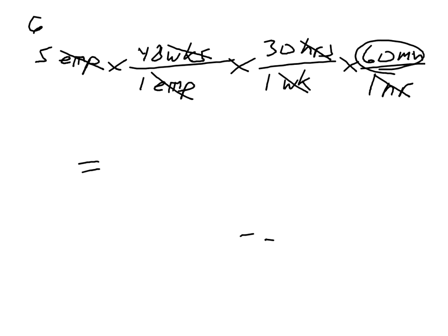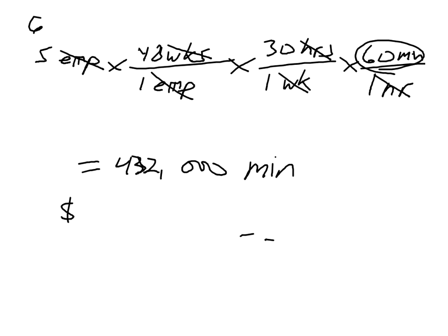Minutes don't cancel out. There's nothing to cancel the minutes out for, so we know that our answer is going to be in minutes. And so we do the math of 5 times 48 times 30 times 60, and that gives us 432,000 minutes. All right, so that's part of Part A. That's something that we had to calculate.